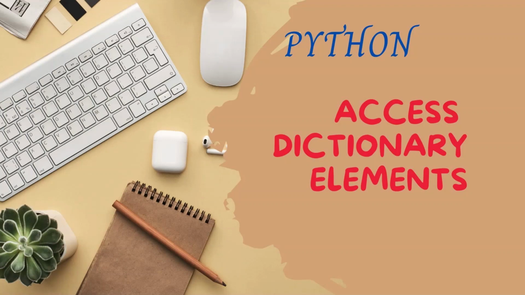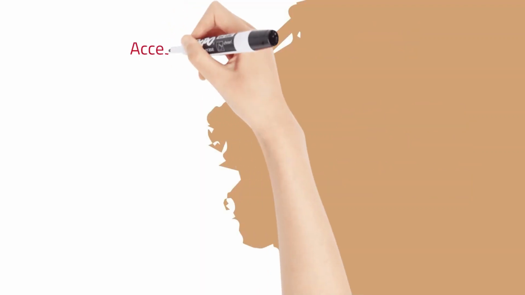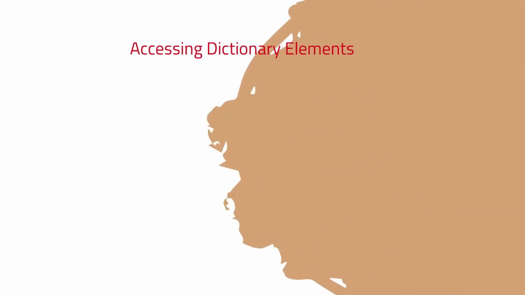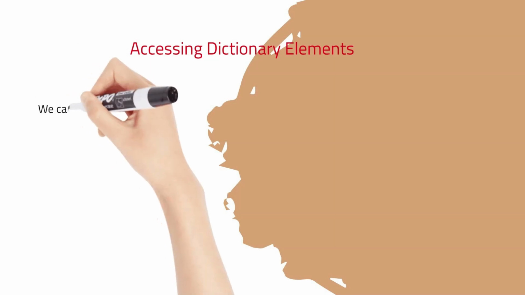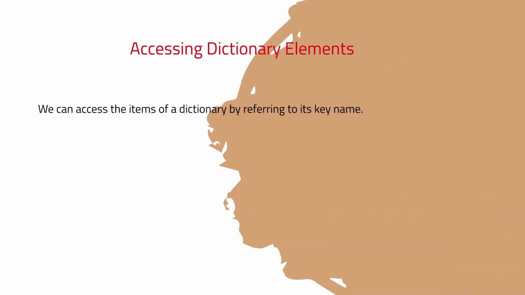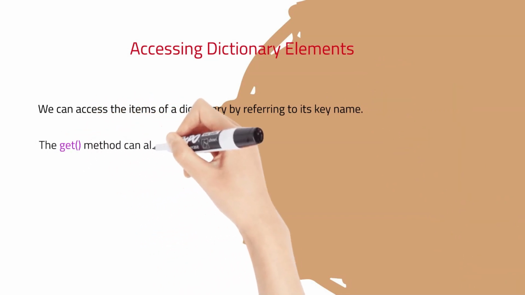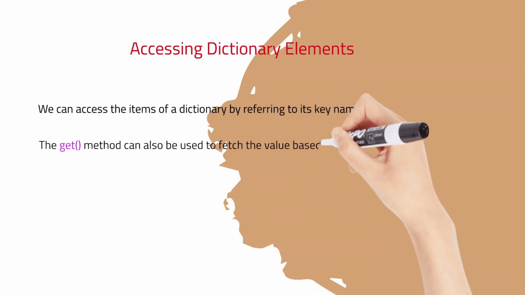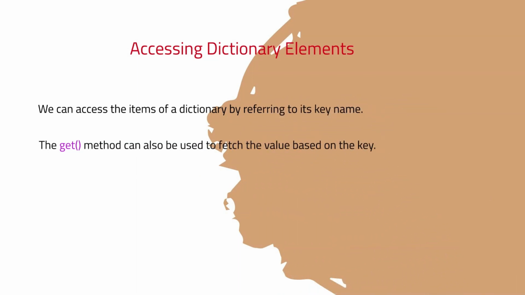In this video we will discuss the different ways to access the elements of the dictionary. The items of a dictionary can be accessed by referring to its key name. To fetch the value from a dictionary based on the key, we can use the get method.